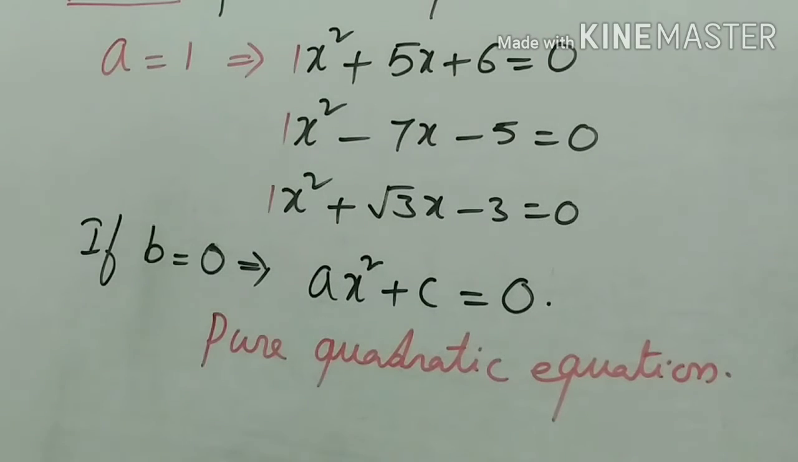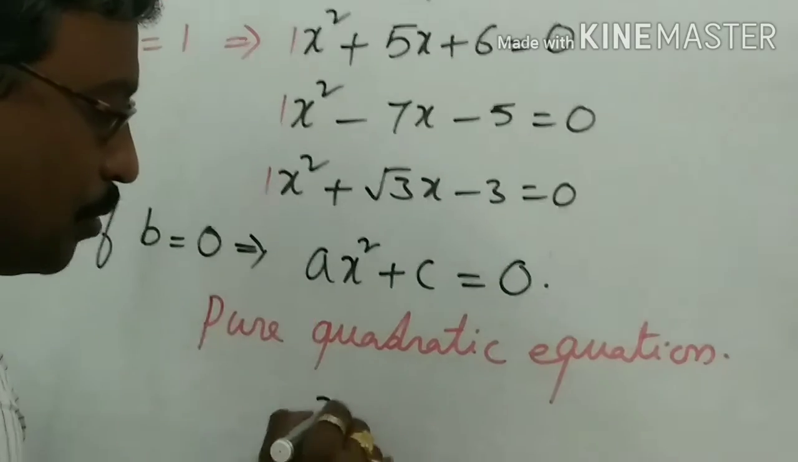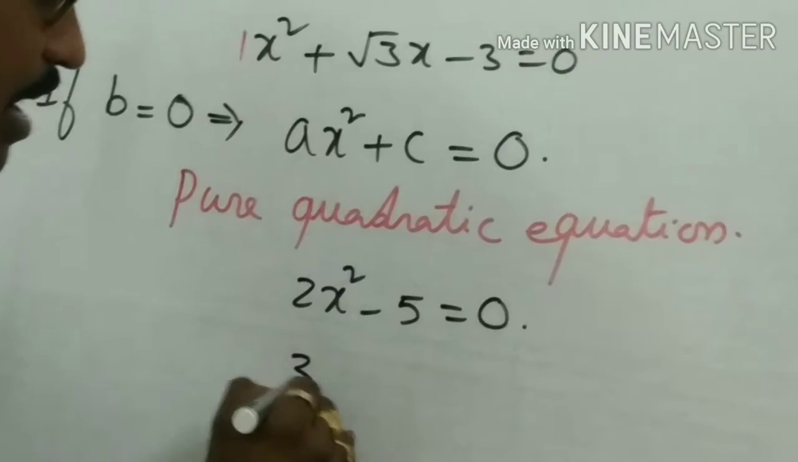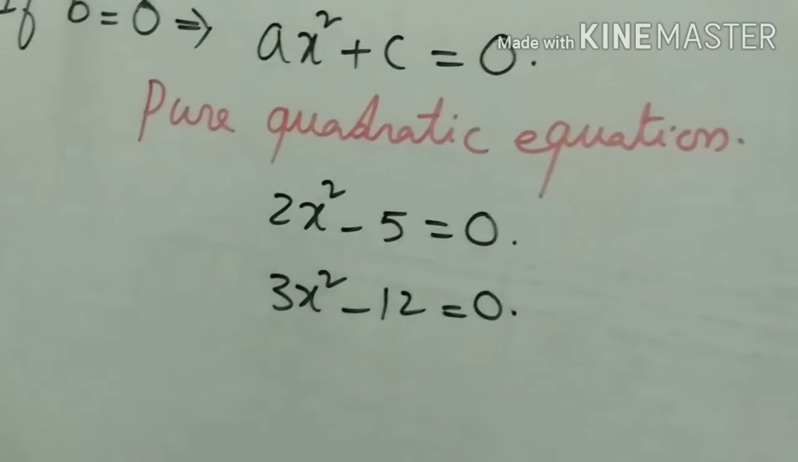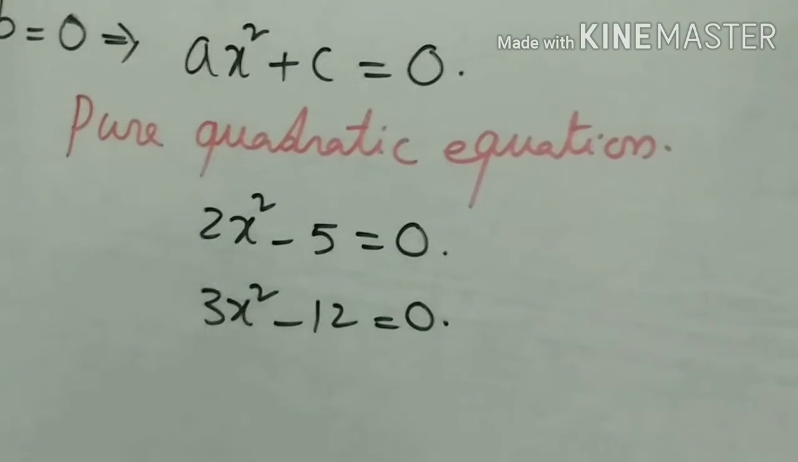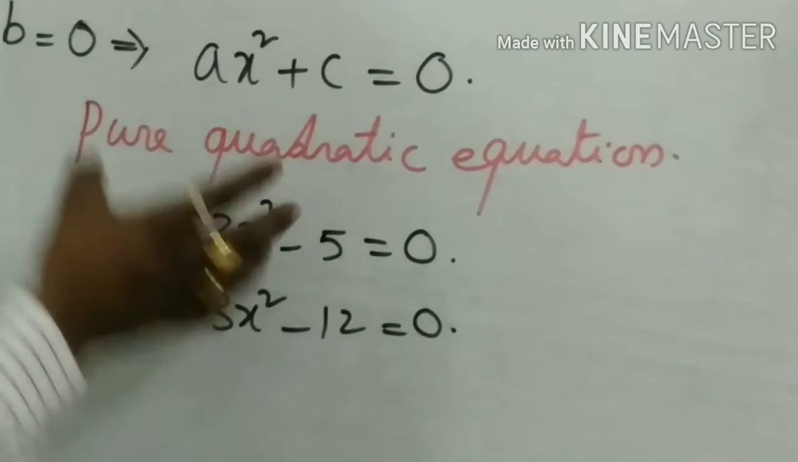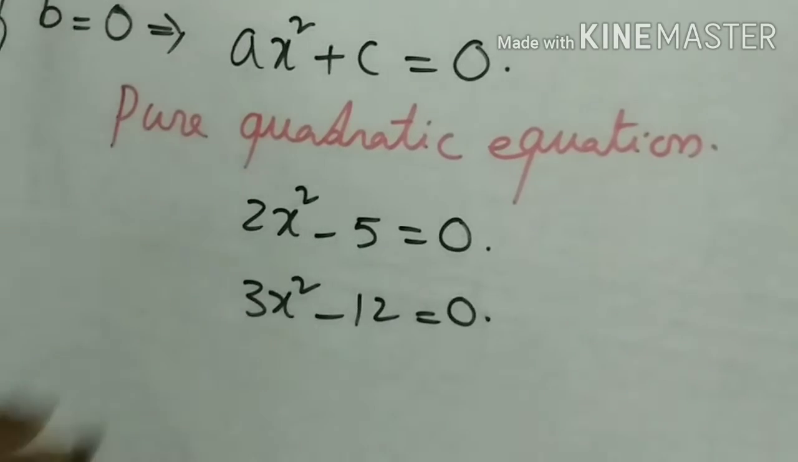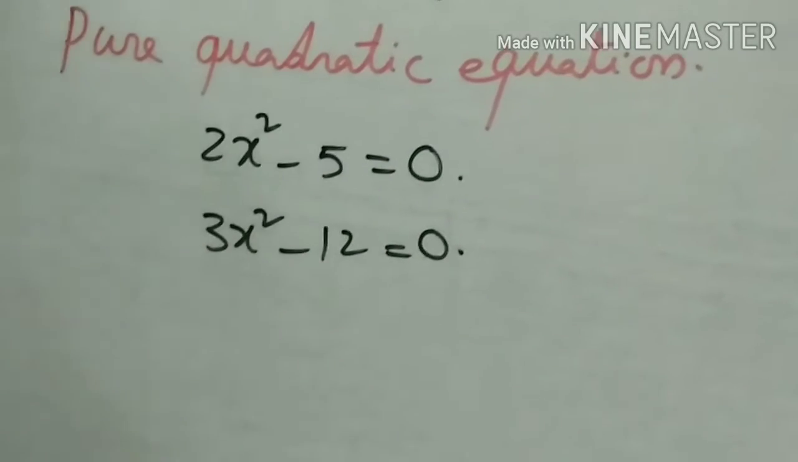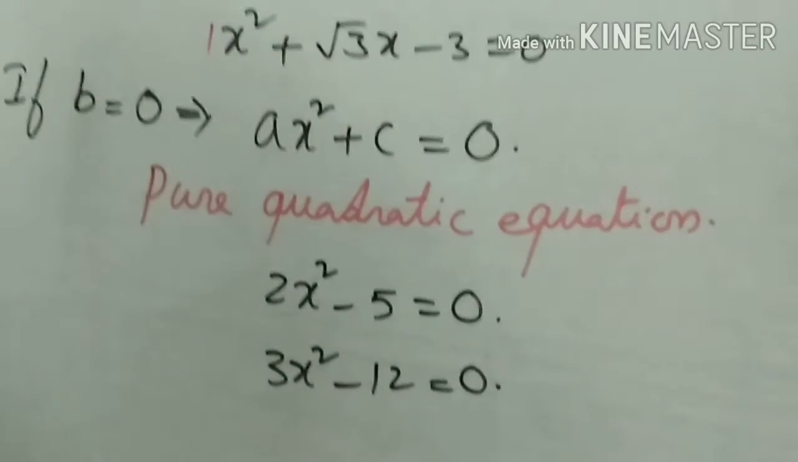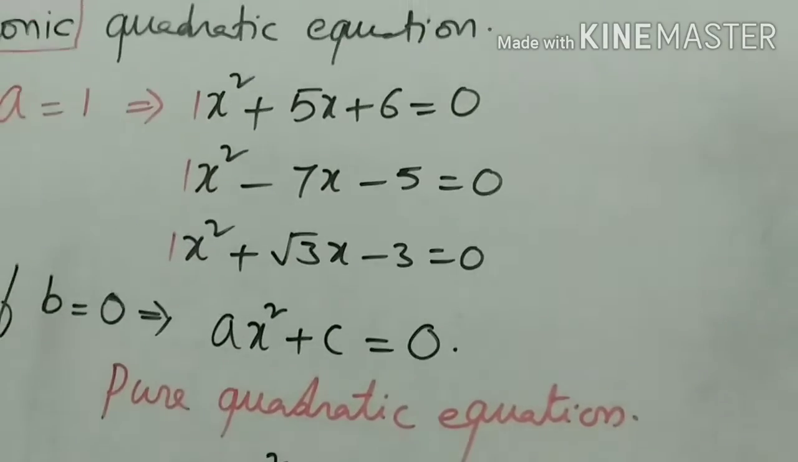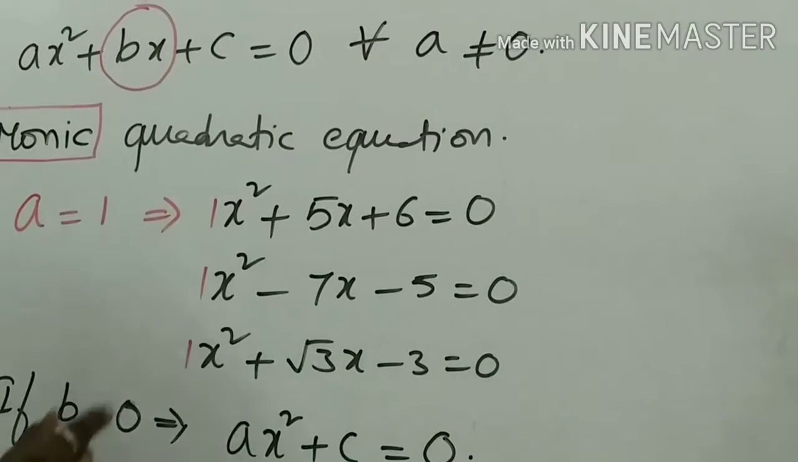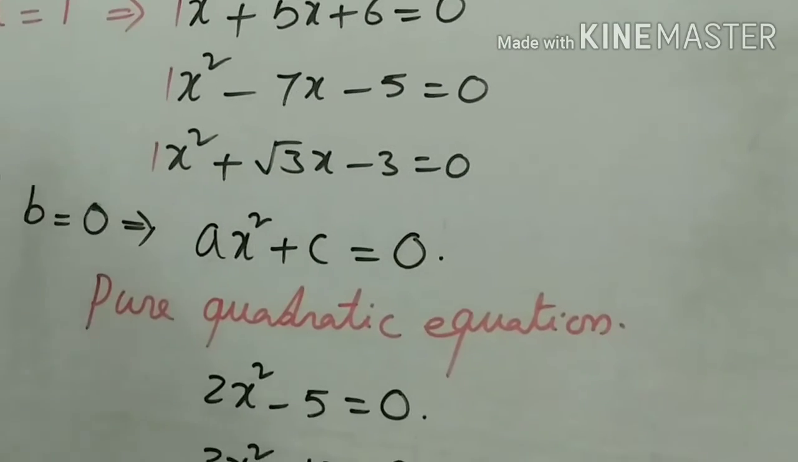That is nothing but, say, 2x square minus 5 equal to 0 or 3x square minus 12 equal to 0, where the x coefficient is missing. Only x square and the constant are present. Then it is called a pure quadratic equation. Suppose c is equal to 0. That is a quadratic equation only. There is no other particular name. Why? Only for b is there a different name.